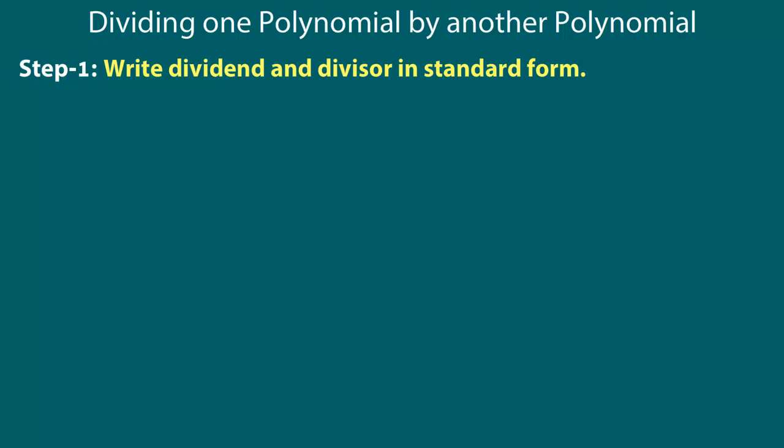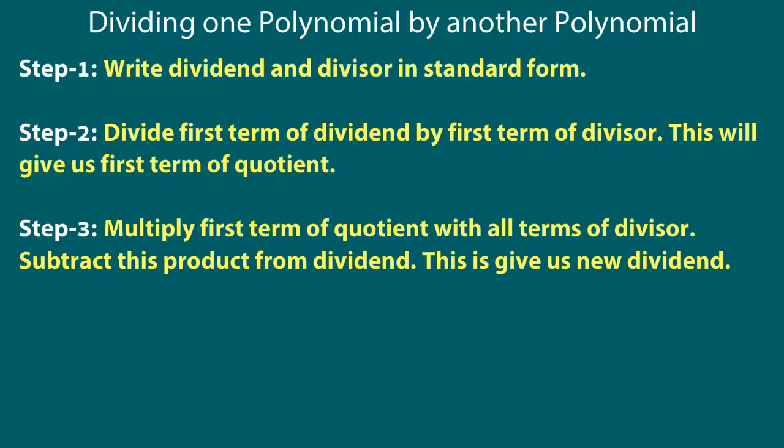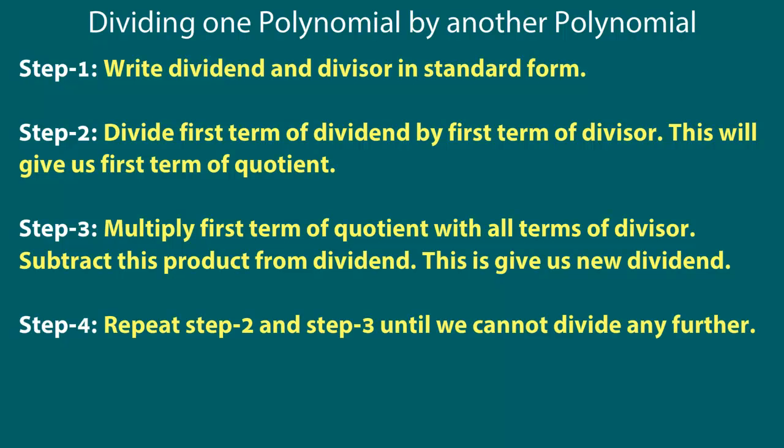So we write the dividend and divisor polynomials in standard form. Next, we divide the first term of the dividend by the first term of the divisor. This gives us the first term of the quotient. We multiply the term in the quotient with all the terms of the divisor. Then we subtract this product from the dividend. This gives us the new dividend. Then we repeat steps 2 and 3 until we cannot do the division any further.